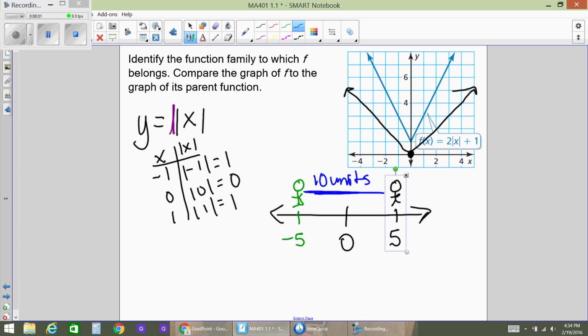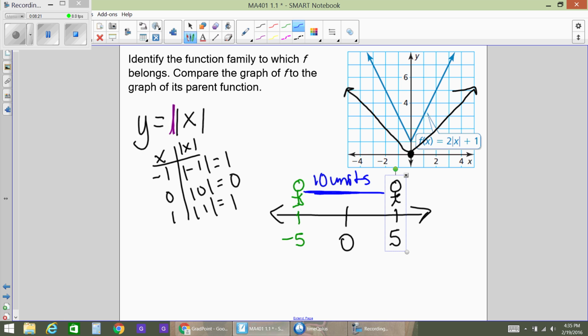Distance is never negative. Even if you dig a hole in the ground, if I say, hey, how deep is that hole in the ground? You're not going to say, oh, it's -5 feet in the ground. You're just going to say, oh, it's a 5-foot hole. Okay, so that's how we want to think of absolute value. It's always positive because it's a distance.